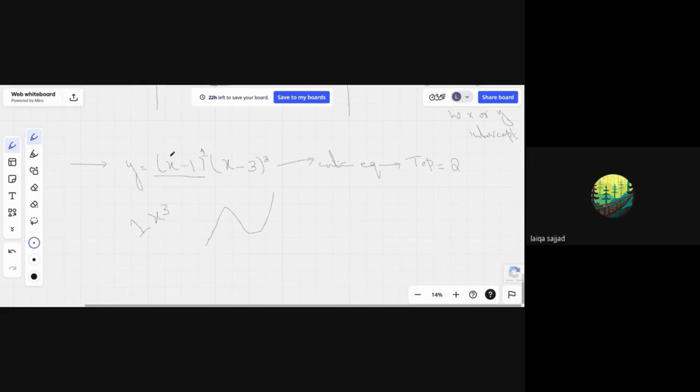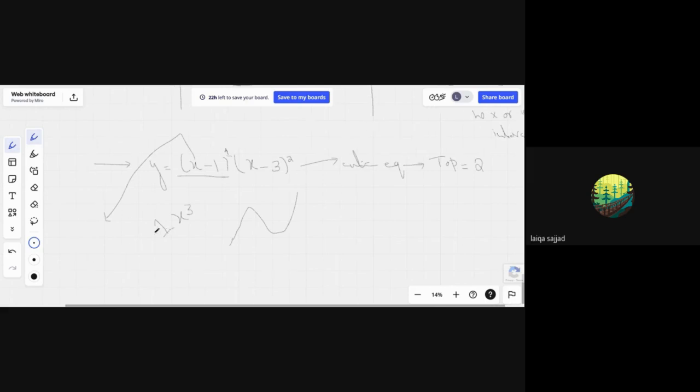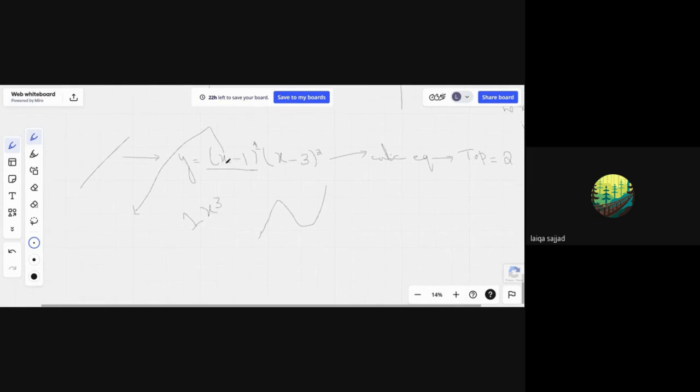It indicates that the graph will cut the x-axis at this point. It will only cut it. Cut means that it will only pass through this point when the value of x is 1. So it cuts the x-axis at x equals 1.